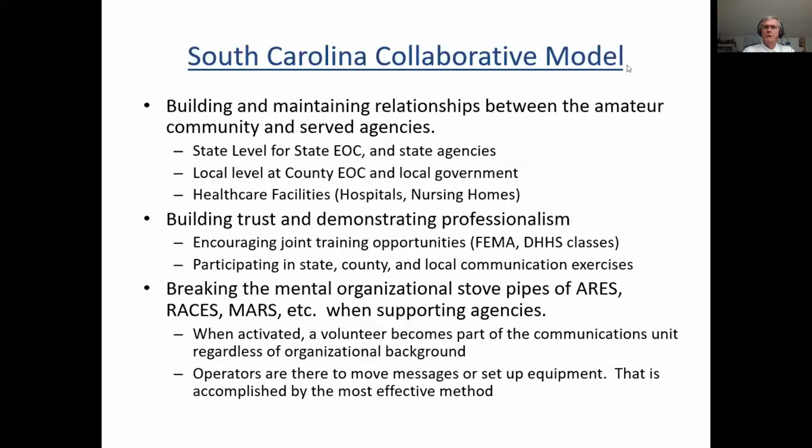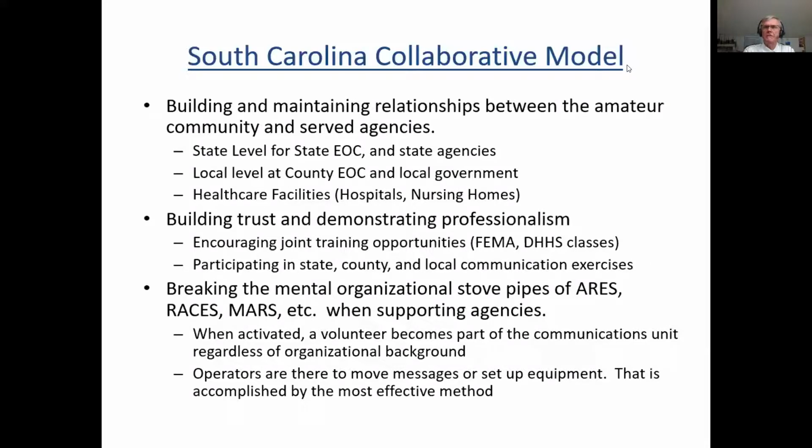And it's important that we break the mental stovepipes that are out there, that I'm a RACES person, I only do this. I'm an ARES person, I only do this. I'm a MARS person when supporting agencies. When activated, a volunteer becomes part of a communications unit, regardless of the organizational background they're coming from. The operators there are to move their messages or set up equipment, and that is to be accomplished in the most effective way you can do it.